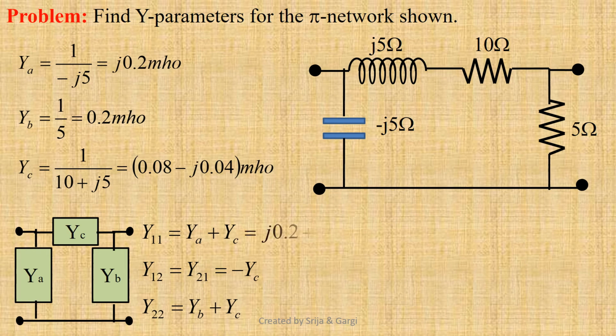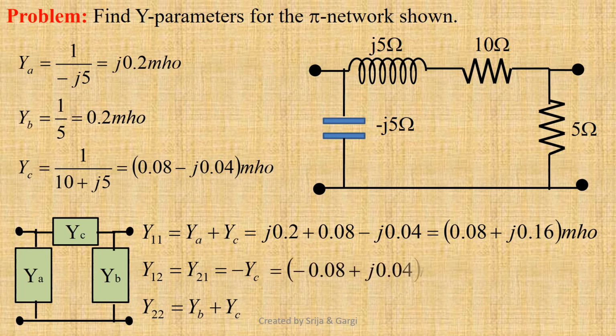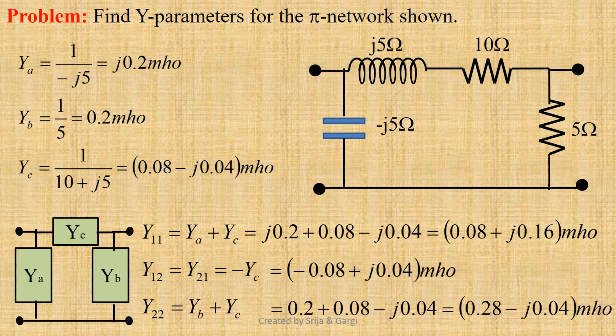Therefore, Y11 equals 0.08 plus j0.16 mho, Y12 equals Y21 equals minus 0.08 plus j0.04 mho, Y22 equals 0.28 minus j0.04 mho.